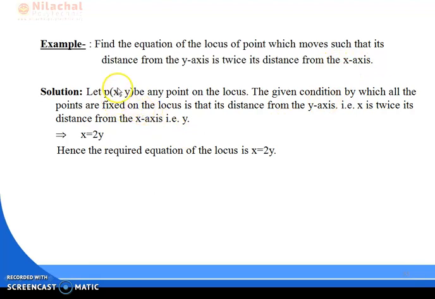Let the random point P, whose coordinate is (x, y), be any point on the locus. The given condition by which all the points are fixed on the locus is that its distance from the y-axis, that is x, is twice its distance from the x-axis, that means y. Mathematically, x equals 2y. Hence the required equation of the locus is x equals 2y. This is the equation of the locus.